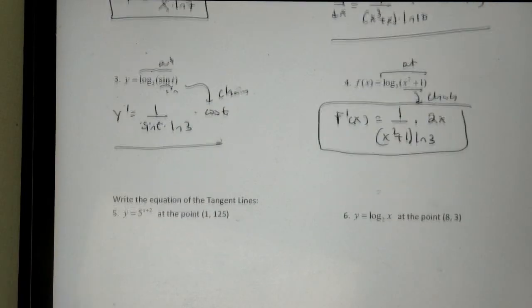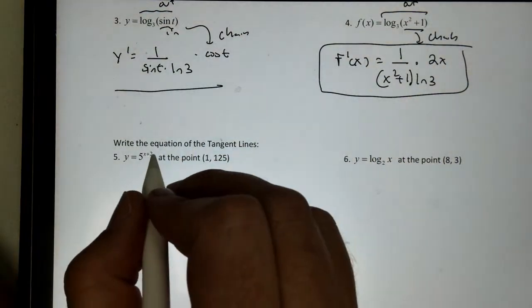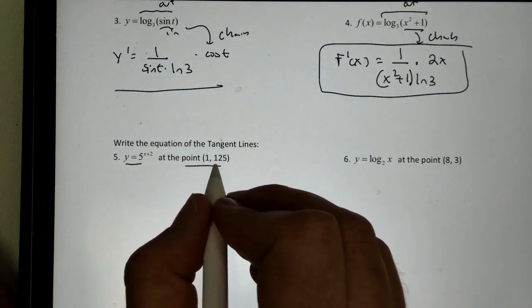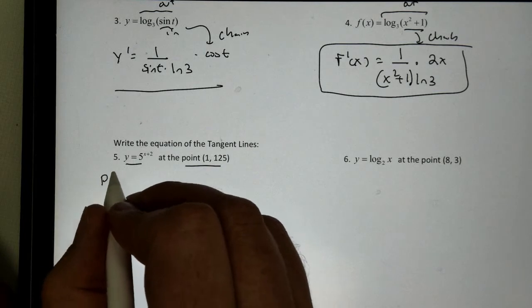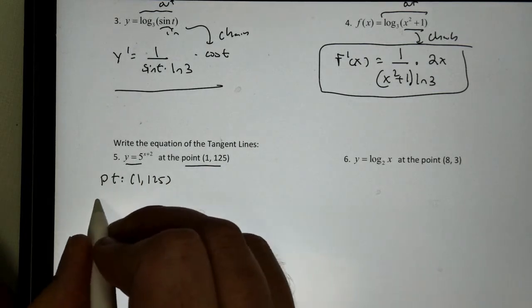I know what you're all thinking. Mr. Warnow, how can this help me with my tangent lines? Well, let's see here. I want to find the equation of the tangent line given this function at this point. So we already got the point. The point here is (1, 25). All we have to do is get the slope.